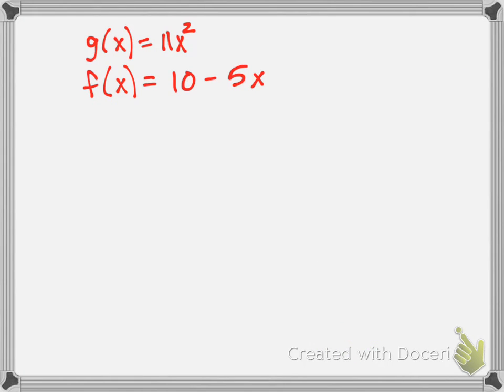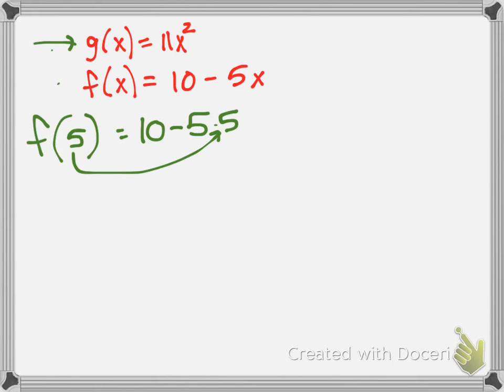So if we're looking at these two equations, I have g, which is g of x equals 11x squared, and f, which is f of x equals 10 minus 5x. So I could do something like this. I could say, hey, let's find f of 5. So again, we're looking at equation f, so it's the bottom one. I'm going to do 10 minus 5 times, substitute the 5. Then it's order of operations. 10 minus 25 is negative 15.